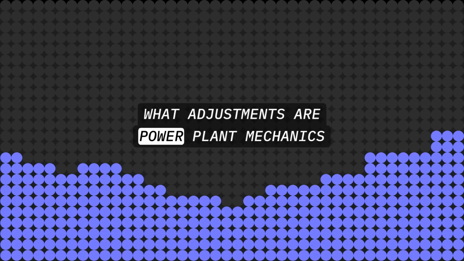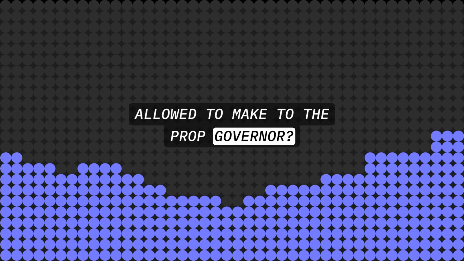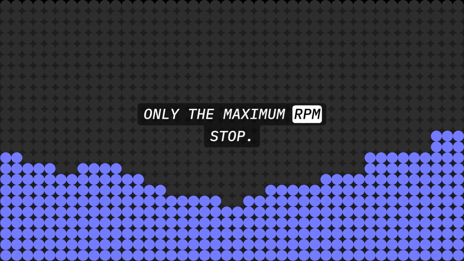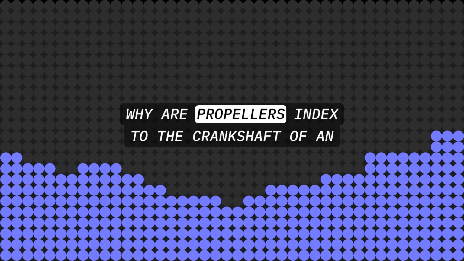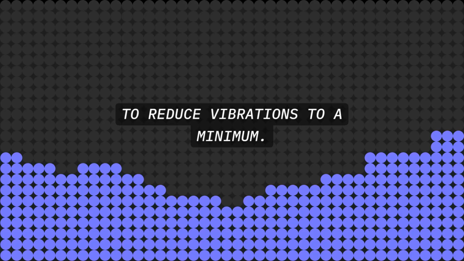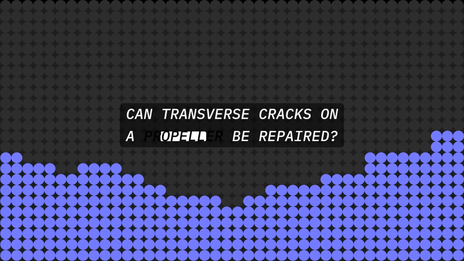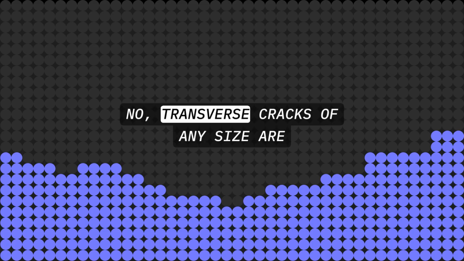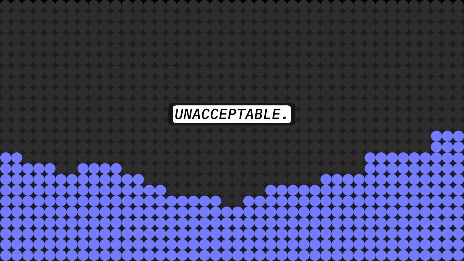What adjustments are powerplant mechanics allowed to make to the prop governor? Only the maximum RPM stop. Why are propellers indexed to the crankshaft of an engine? To reduce vibrations to a minimum. Can transverse cracks on a propeller be repaired? No, transverse cracks of any size are unacceptable.